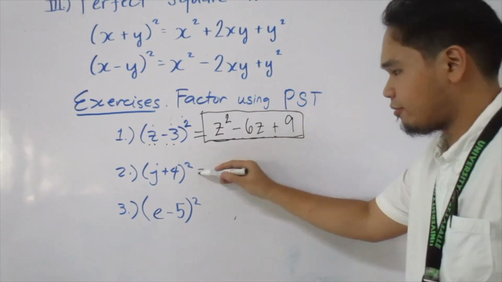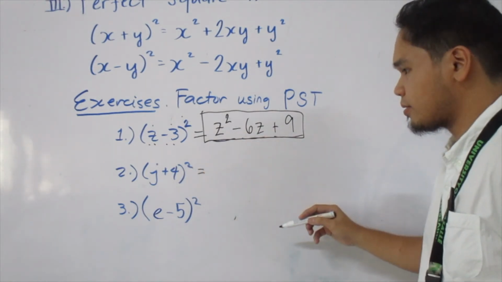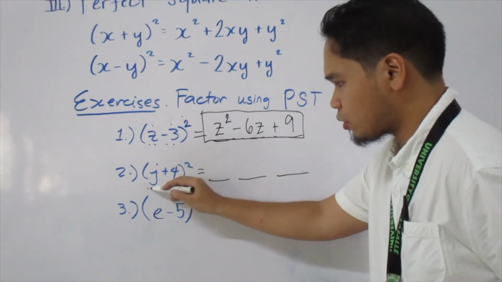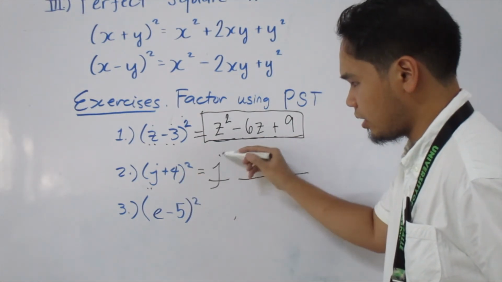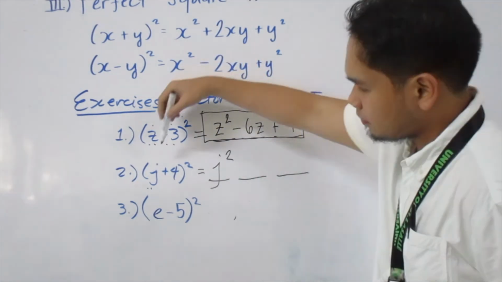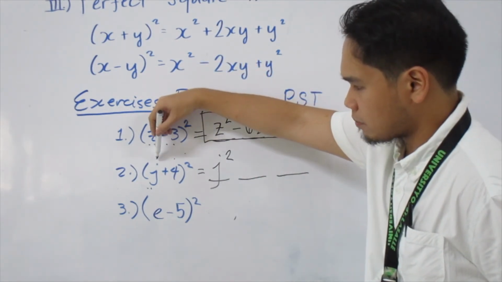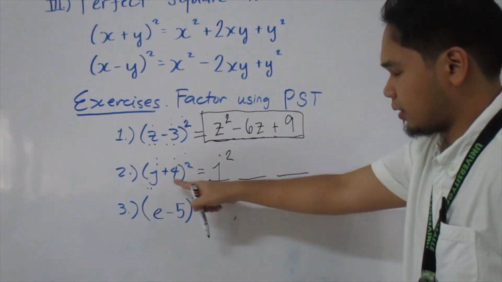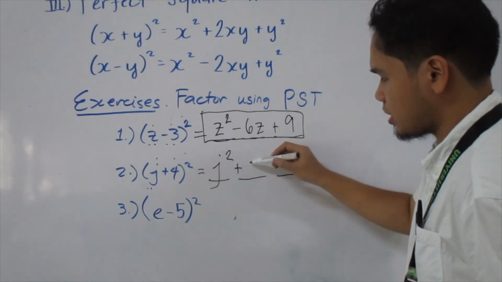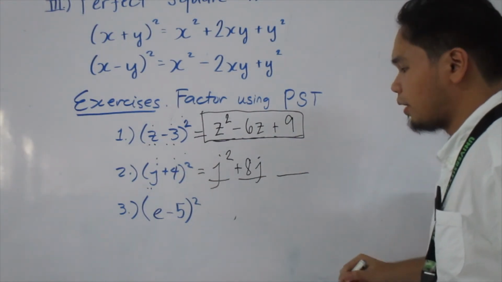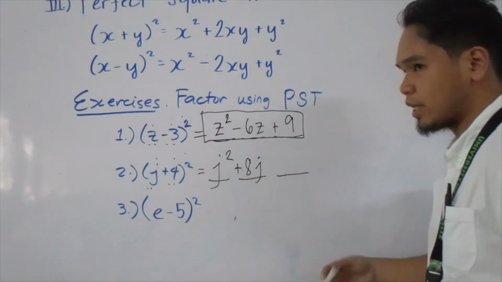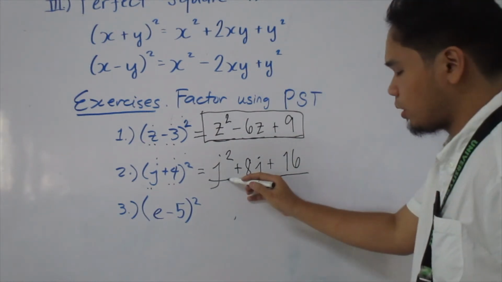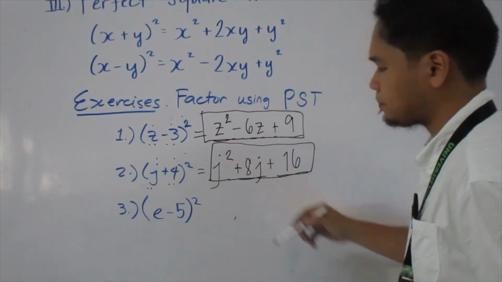For number 2, we have j plus 4 quantity squared. So again, just look at the pattern that I'm going to use. J times j is going to give us j squared. For the middle term, j times 4 times 2. J times 4 is 4j times 2, that's 8j. And there's no minus sign there, so that's plus 8j. And for the last term, 4 times 4, that's 4 squared, which is 16. So your answer for number 2 should be this.